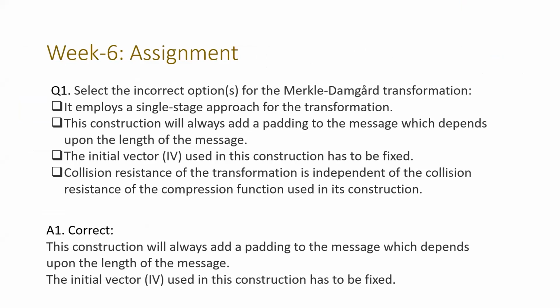The first question was: select the incorrect options from the Merkle-Damgard transformation. It employs a single stage approach for the transformation. As you know, as part of the Merkle-Damgard transformation, there are multiple stages of a fixed length compression function, and after applying that multi-stage application of the fixed length compression function, we get a hash function for variable length inputs, right? So this statement is definitely wrong.